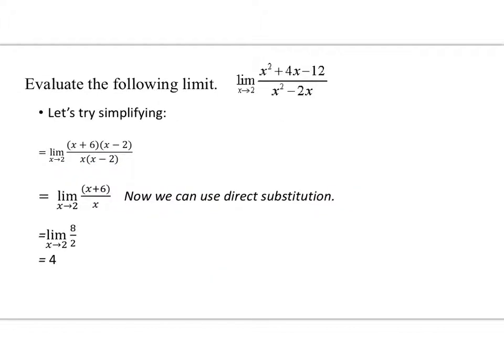Okay, so here I have it rewritten. So here I did my simplification in the problem and I left the limit written there and we got down to here. So we're equaling the limit as x approaches 2 of x plus 6 over x. I use direct substitution. I'm plugging the 2's in where I see that. So I have the limit as x approaches 2 of 8 divided by 2. And so the limit just equals 4.